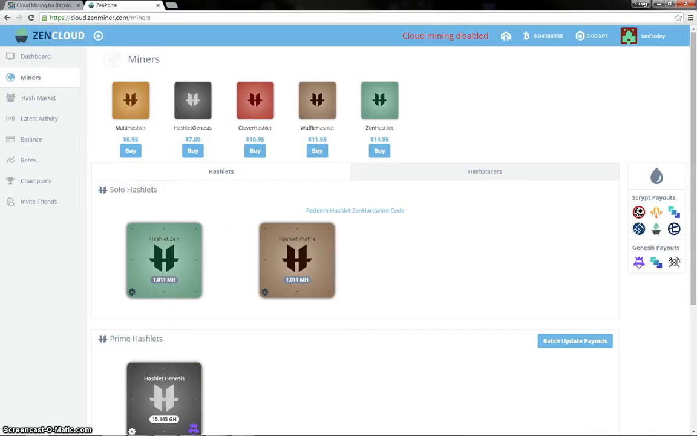Now, basically, GAW Miners recently, a few days ago, reopened the hash market. It was open for a while, and then when the cloud mining was disabled, people could still sell their hashlets for about a week, and then they took it away. Now they've reopened the market again so people can sell hashlets, and also their Hashstakers. A lot of people are selling Hashstakers at the moment.